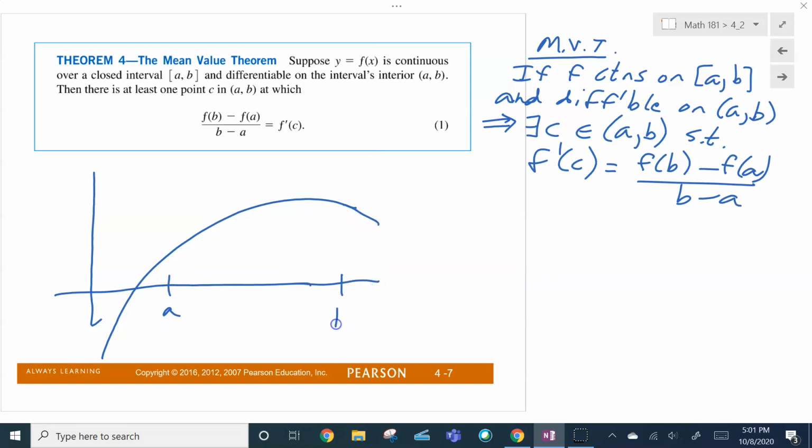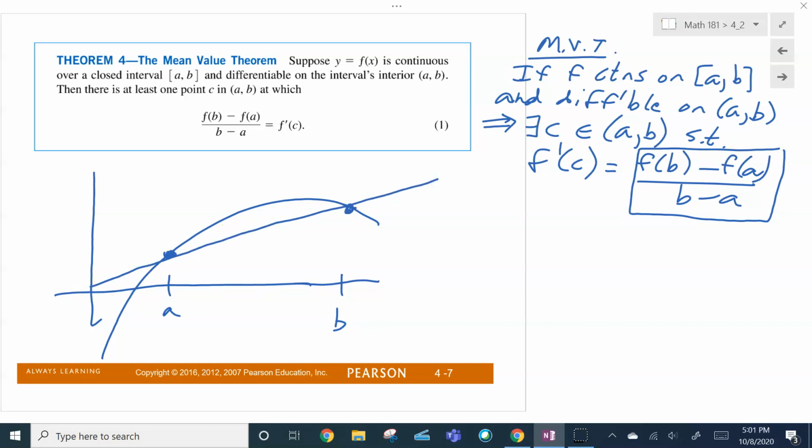I'll go to b here. Okay, here's f of a, f of b. Now, notice right here we've got y2 minus y1 over x2 minus x1. We got the slope of the secant line, right? If I was to draw that, okay, there's the slope of the secant.